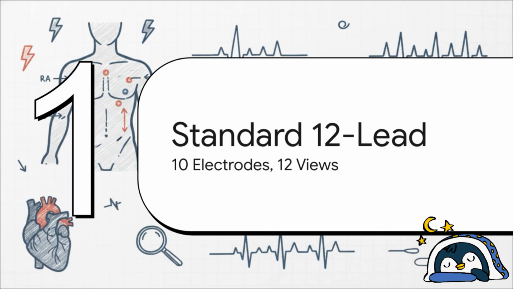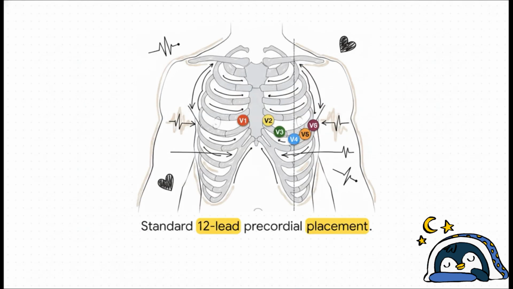Section 3, standard 12 lead placement. Now we're adding the final, critical pieces to complete the standard 12-lead ECG. This is the absolute clinical benchmark for diagnosing specific ischemic areas of the heart. Precision here is literally vital.